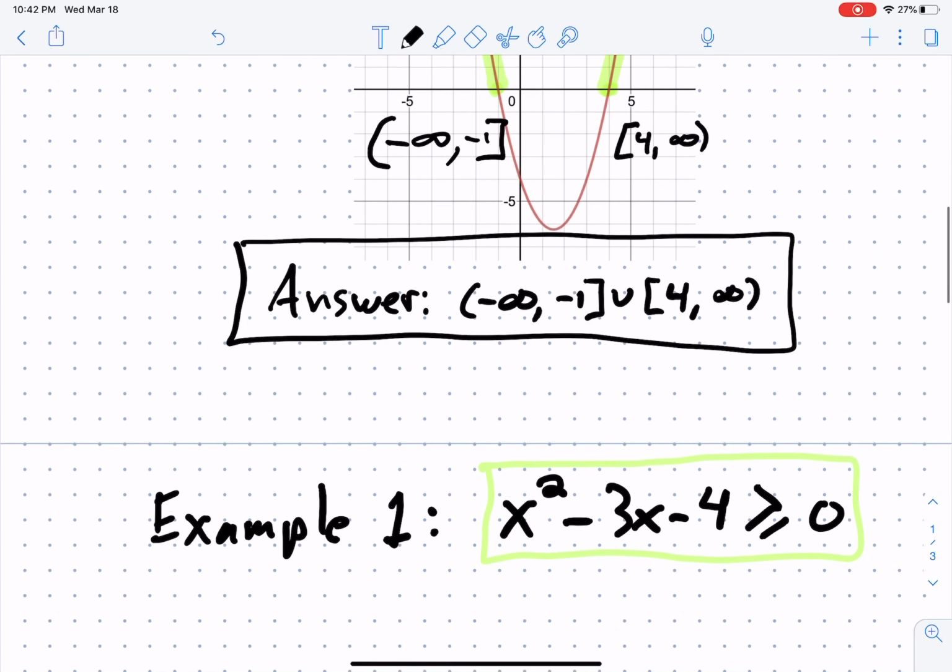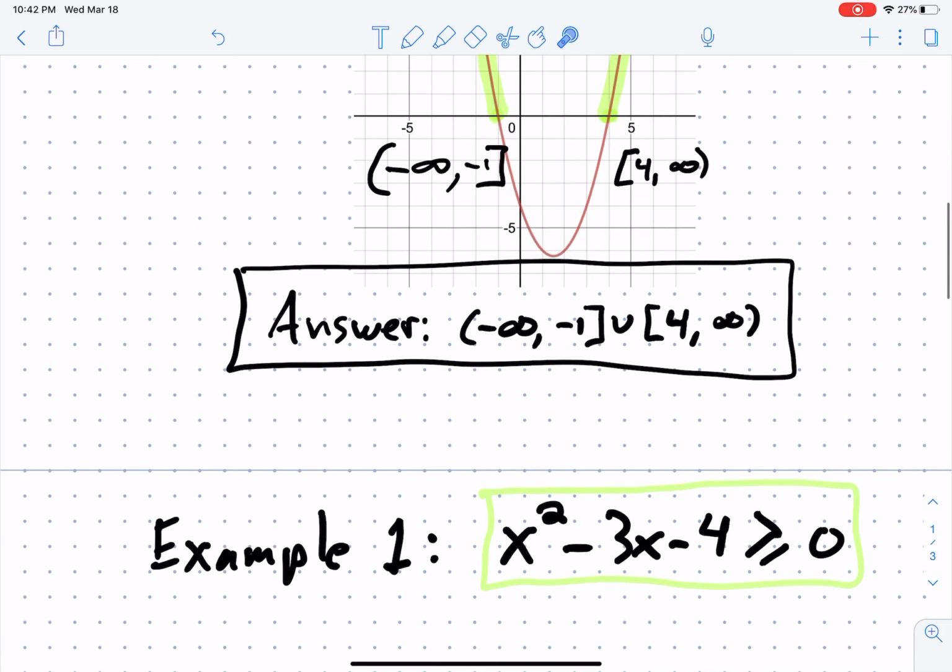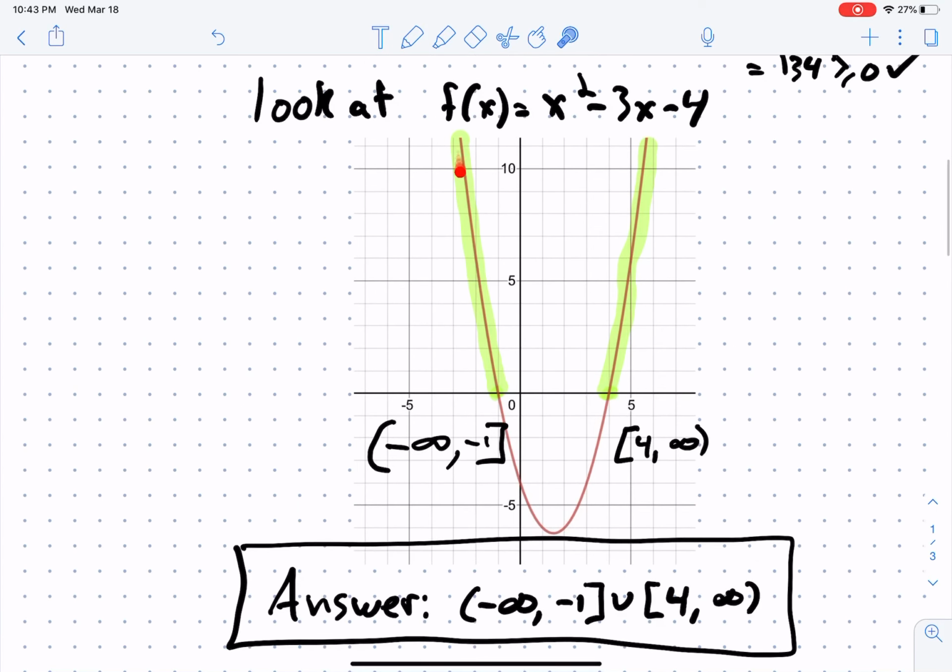The question says x squared minus 3x minus 4 is greater than or equal to 0. And the left-hand side, what we did was we drew that as a function here. And we're interested in knowing for this function where it's greater than or equal to 0. That means where it's positive or 0. And that corresponds to looking at the places where the graph lies above the x-axis, which is here and here.